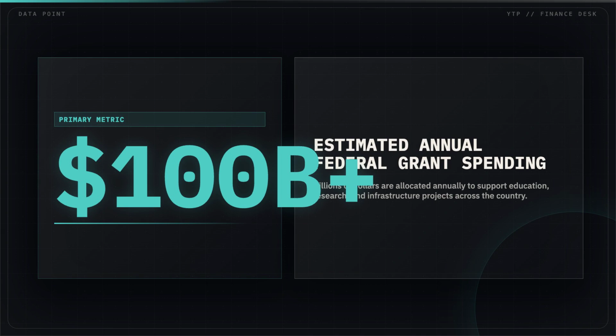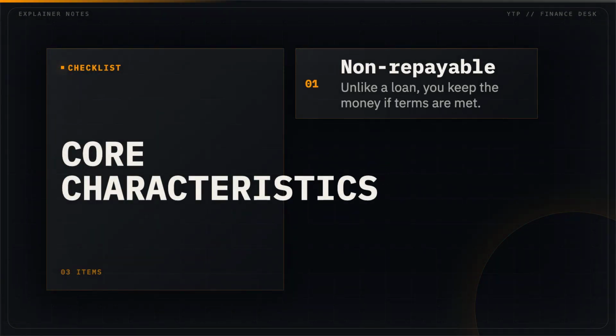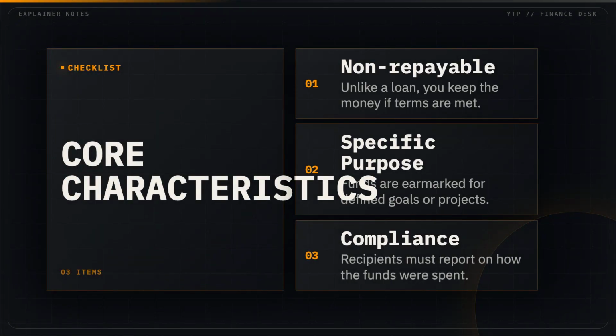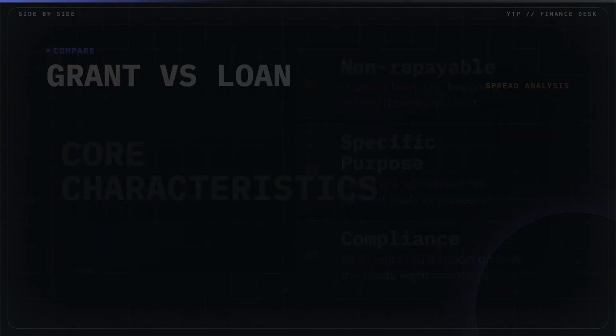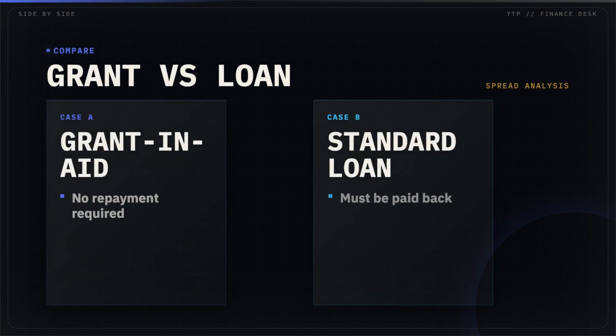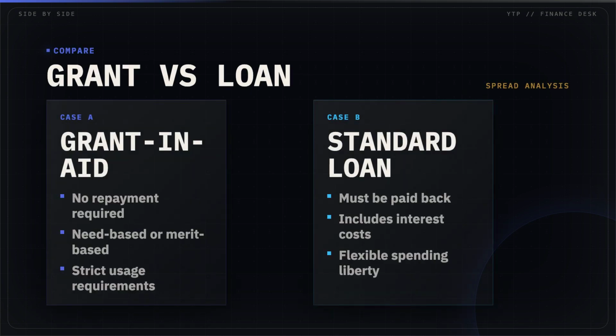Governments use these funds to influence specific outcomes without directly managing every local project. Unlike a loan, you do not pay this back. However, you must prove that the money was used exactly for the intended purpose. The biggest difference is the financial burden. Loans add debt and interest, while grants provide capital without the long-term repayment obligation.